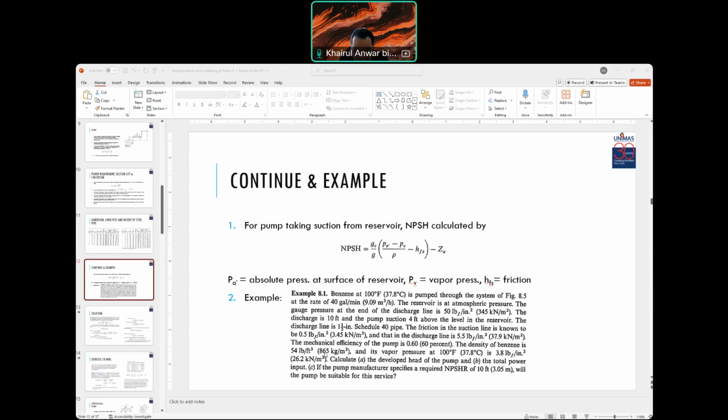The density of benzene is 65 pounds per cubic foot. The vapor pressure of benzene is 3.8 psi, or 26.2 kilonewton per meter square. Calculate A, the developed head of the pump, and the total power input. See if the pump is specified in NPSHR. The R in here refers to required. Will the pump be suitable for this service?